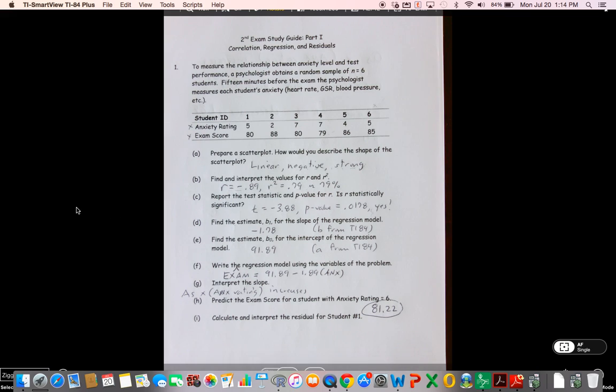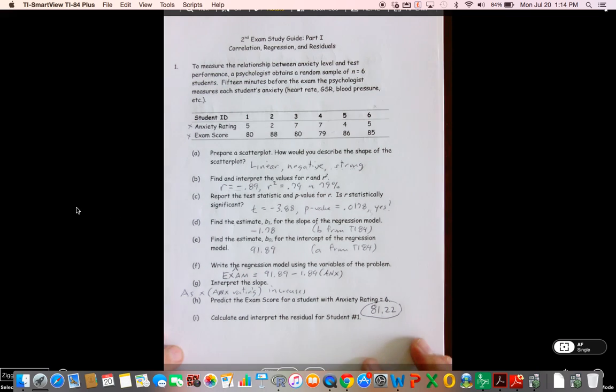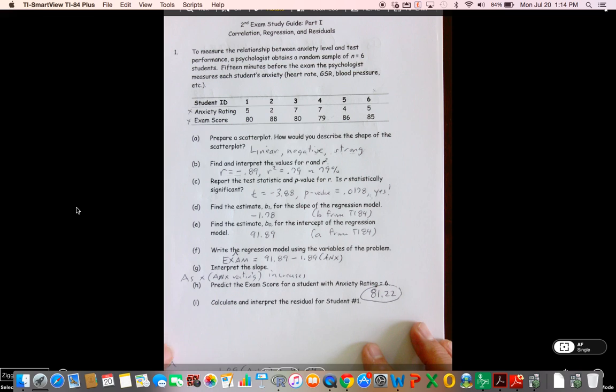Final question, calculate and interpret the residual for student number 1. Well, gang, what do we need for a residual?